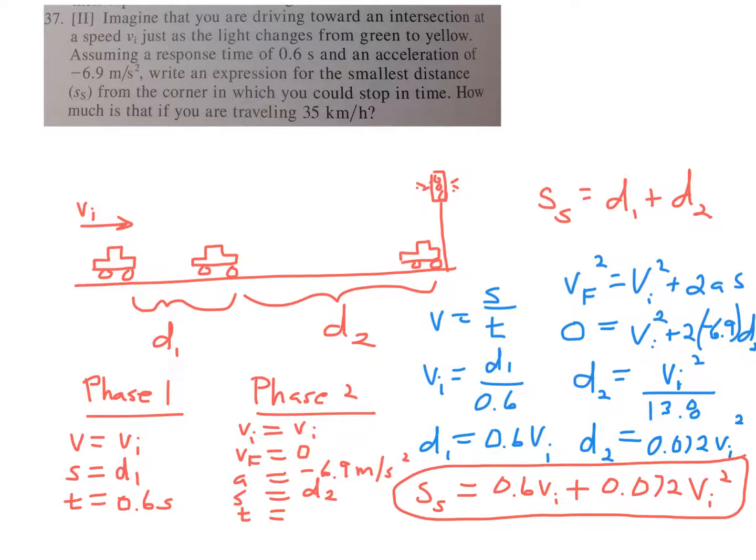And then for part B, where it says if your initial speed is 35 kilometers per hour, I would convert that into meters per second. I won't do that right now. Convert that to meters per second, and then plug it into that equation that I have at the bottom to get your stopping distance for any given initial velocity, because everything that I did at the bottom here is in terms of meters, and standard units, meters and seconds, not kilometers and hours. So that's problem 37.